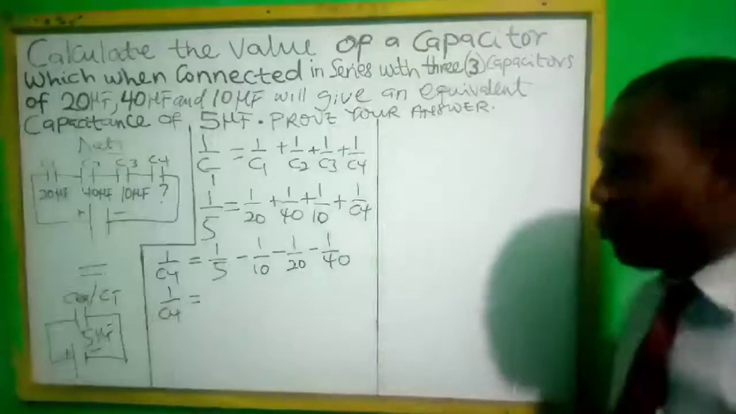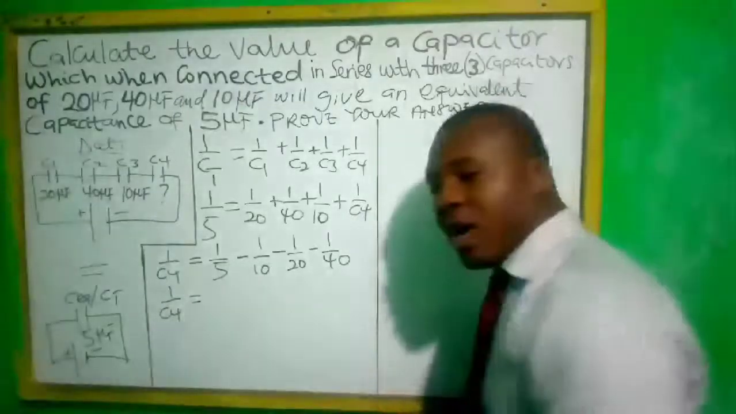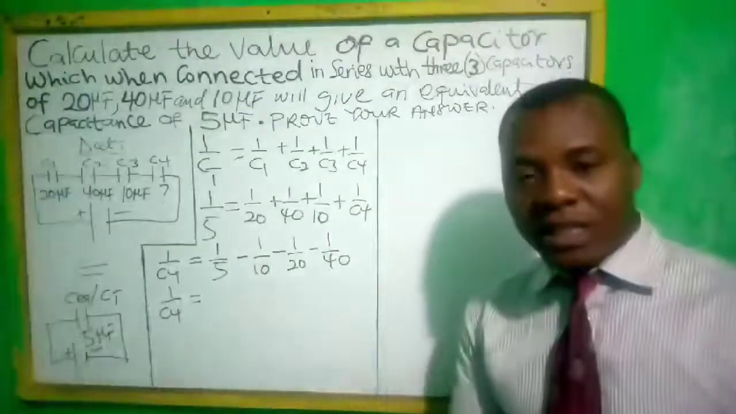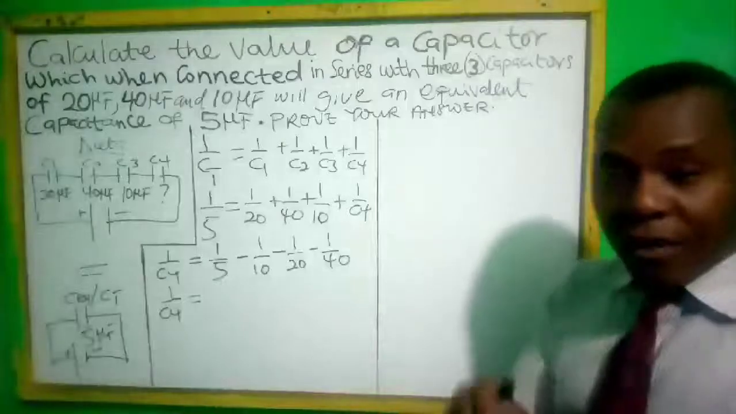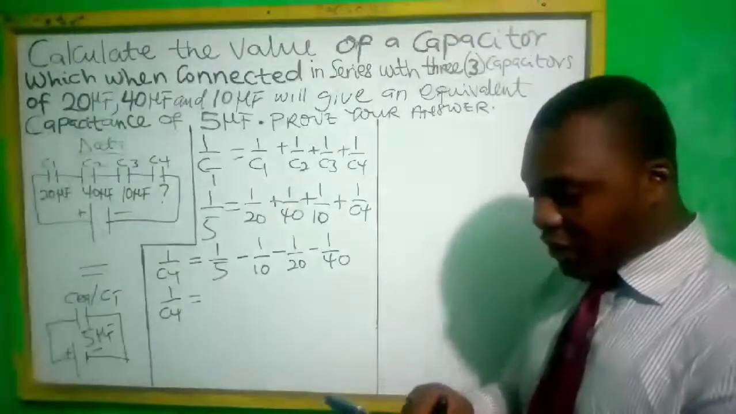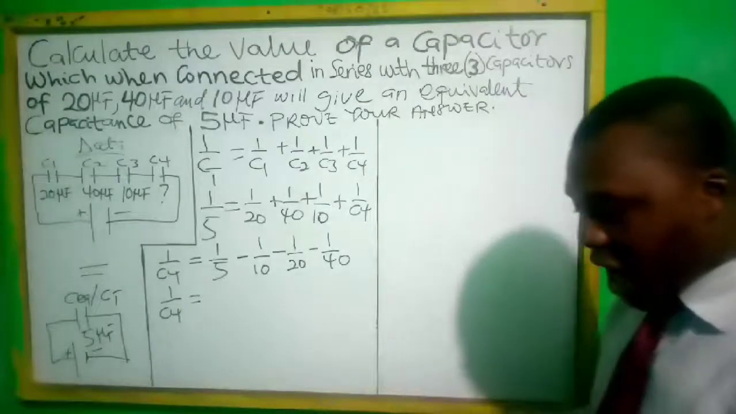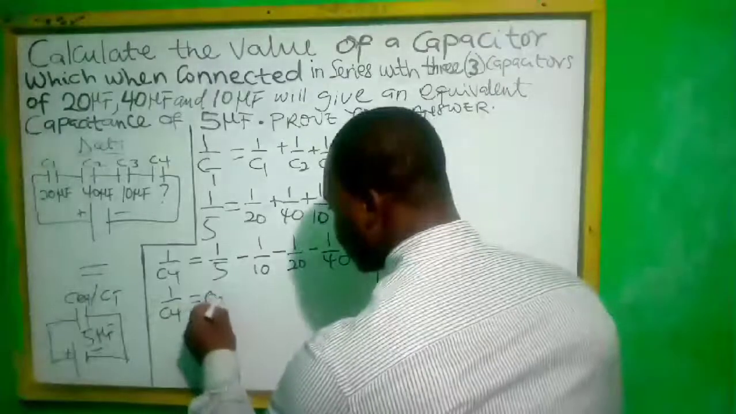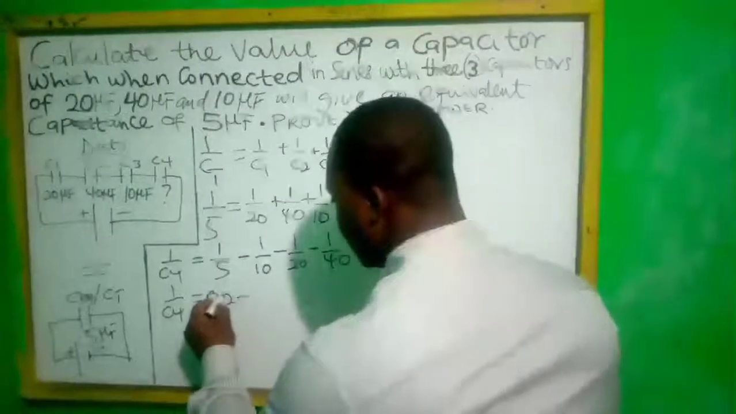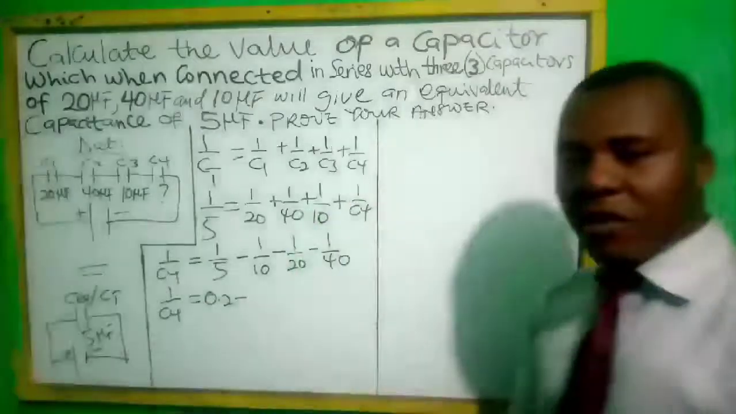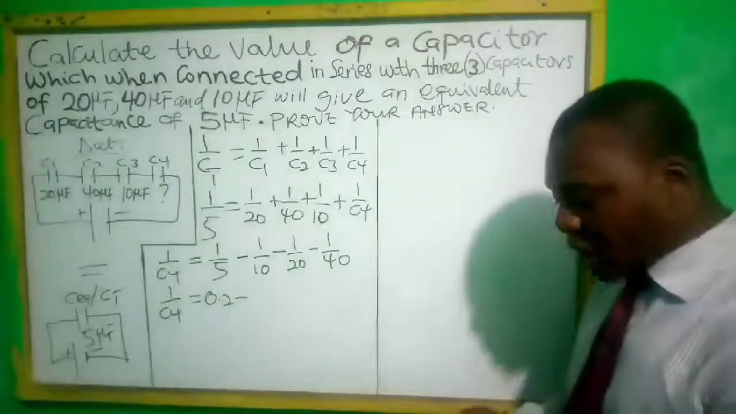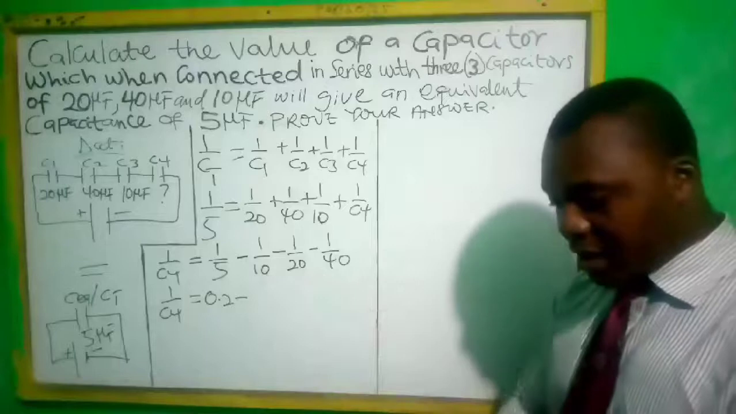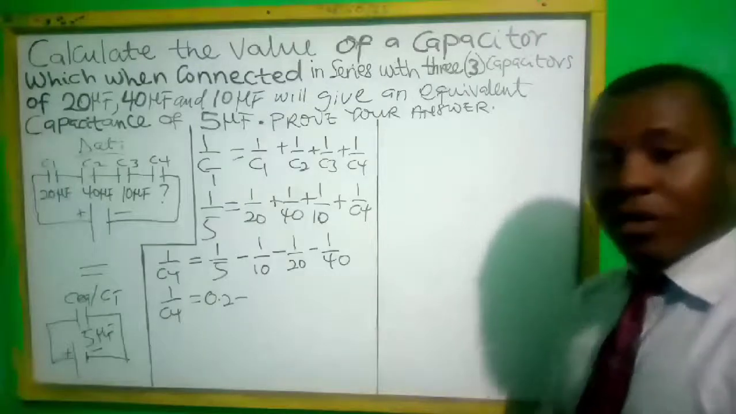So 1 divided by 5. Let's use our calculator. If you have your calculator, you can also check. 1 divided by 5 is 0.2, so we have 0.2 here. And then 1 divided by 10, we are going to get 0.1.